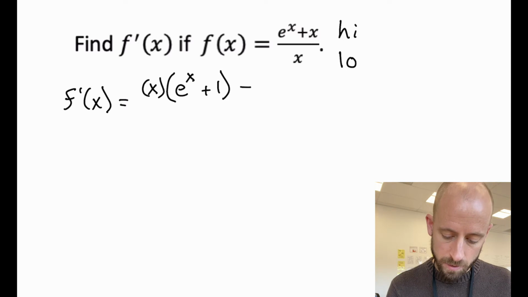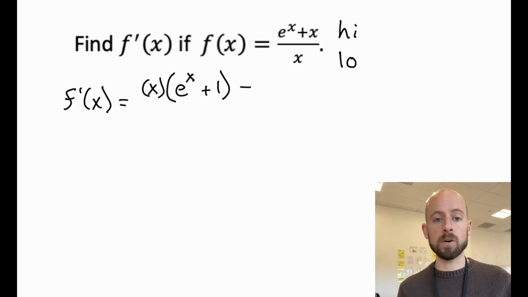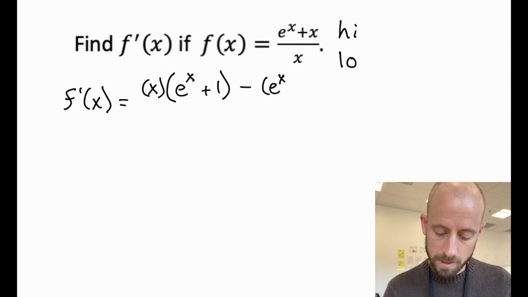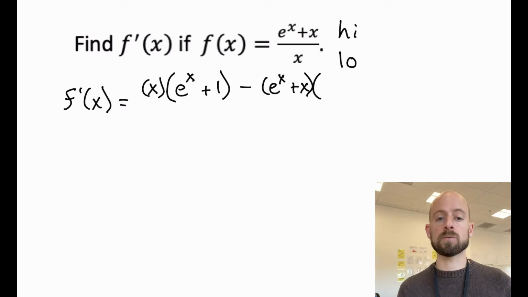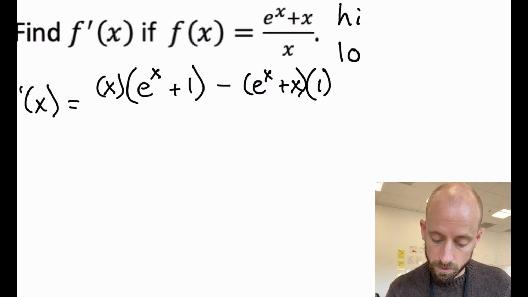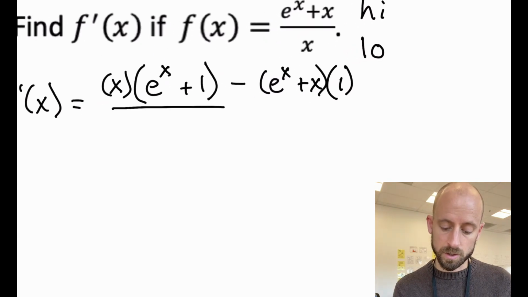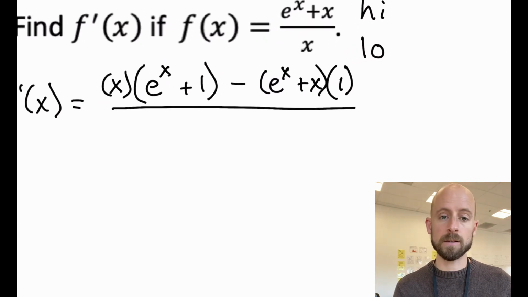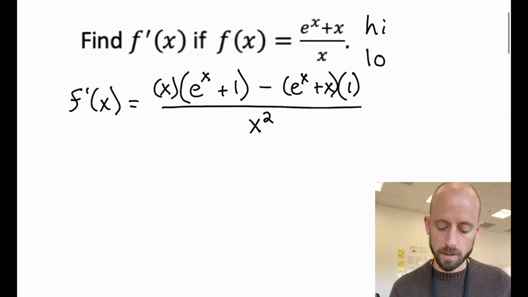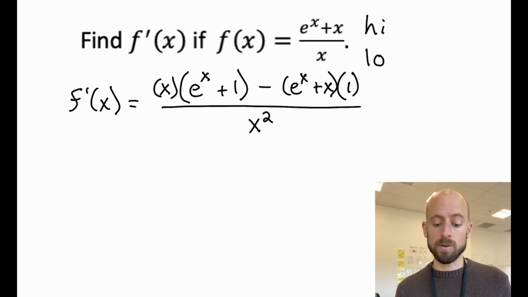And then we're going to subtract high d low. Low d high minus high d low. So low d high minus high, so the high part was e to the x plus x, times the derivative of low. So the derivative of that low was just 1. All of that is over low squared, so that's just going to be x squared in the denominator. And that is it, folks. That is the first derivative of that function.